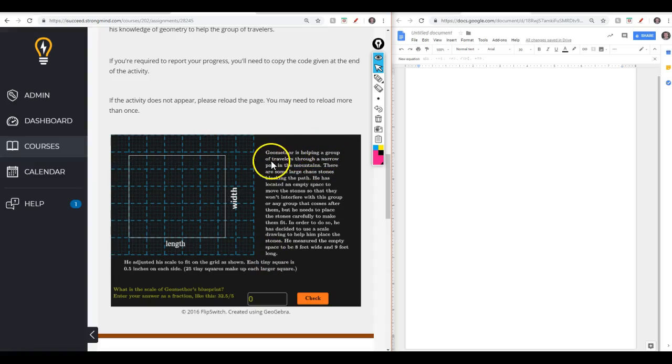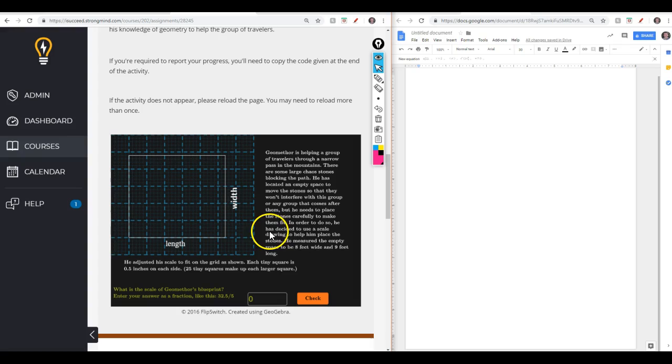Geometer is helping a group of travelers through a narrow pass in the mountains. There are some large chaos stones blocking the path. He has located an empty space to move the stones so that they won't interfere with this group or any group that comes after them, and he needs to place the stones carefully to make them fit.